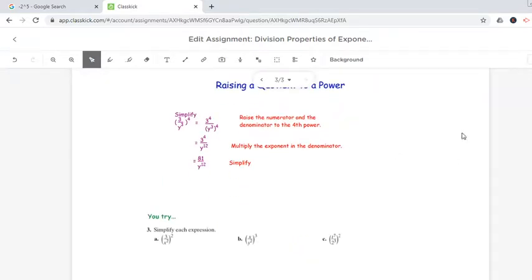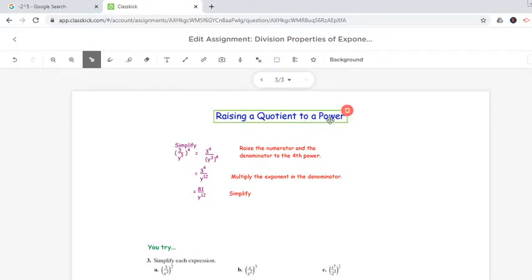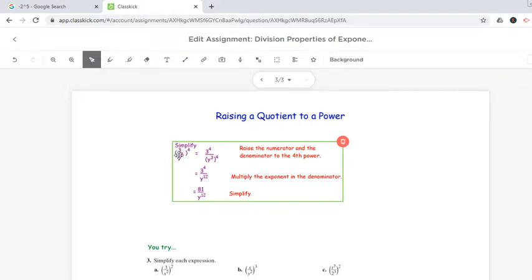So, to raise a quotient to a power. So we have this fraction right here. So we have the quotient and raising it to a power. In this example, it is 4. So raise the numerator and the denominator. So numerator 3, denominator y to the third. So raise the numerator and the denominator to the 4th power.